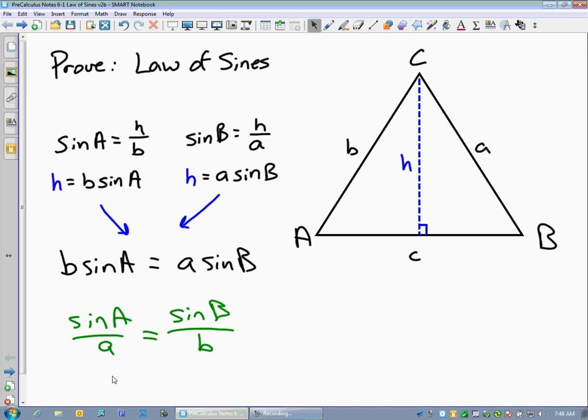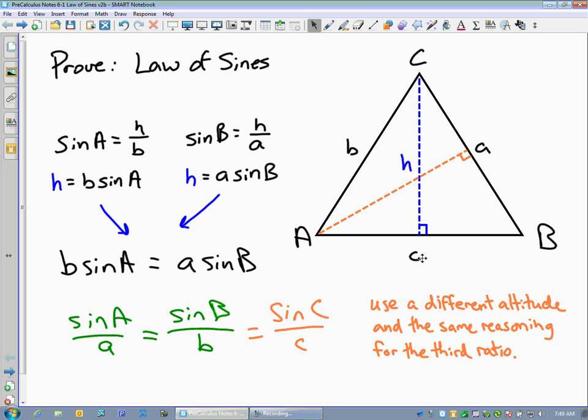That shows that the ratio of the sine of an angle to the length of its opposite side is going to be constant throughout a triangle. All three angles will have that same ratio. To find the one for angle C, I'm not going to go through that part of the derivation, but if you draw a different altitude, you could use angle B and angle C and the exact same reasoning to find the third ratio. So all three of these ratios are equal to each other, and that allows us to set up proportions so that we can solve triangles.